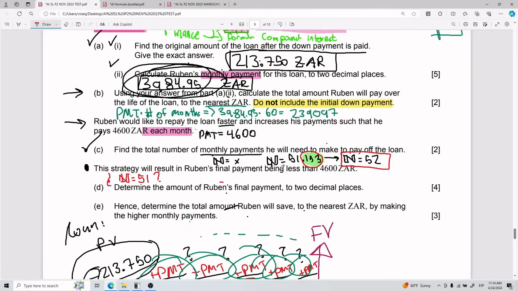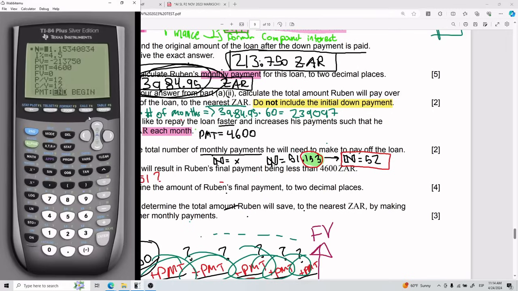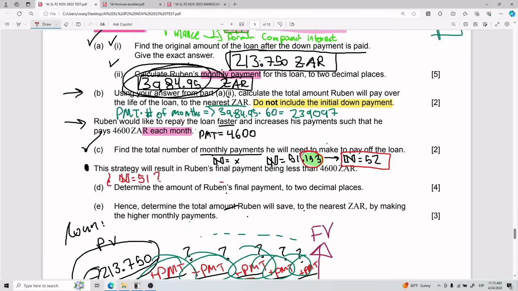So basically, back to the example of owing $0.50 at the very end, you first have to figure out that it was $0.50. And so, how much will he pay extra or not? That's what we have to figure out. We need to determine the amount of Ruben's final payment to 2 decimal places. So, technically, from here, you can put a big N of 51. This is just right before we have our final amount.